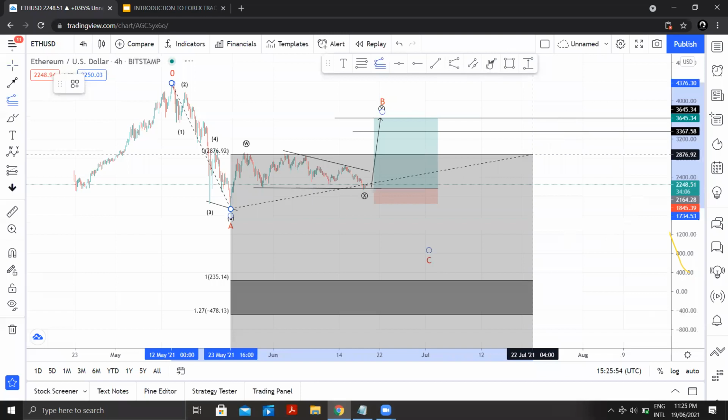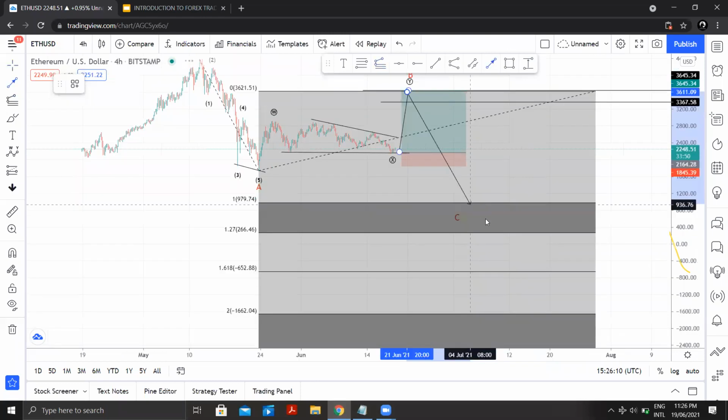Then our extension for wave C will be 1.618, and this is 1.618. We may have it as 1. These are the likely.